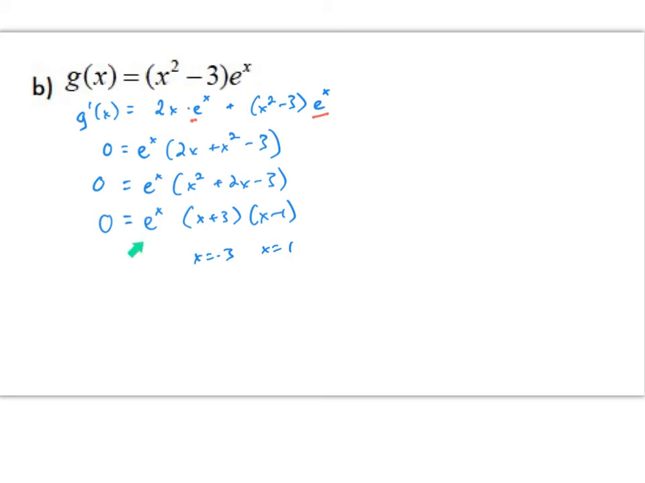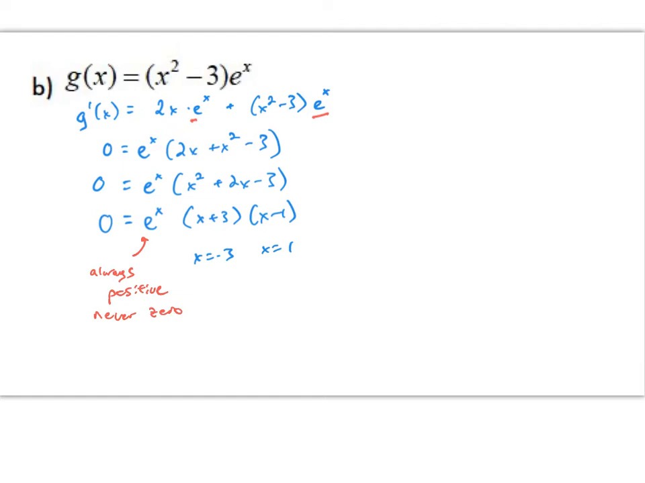But what about this part right here? Well, the e to the x is always positive. That is something we have to stick in the back of our head, something we need to know about e to the x, that it is always positive. Okay, so if it's always positive, then that means it is never going to take on the value of 0.